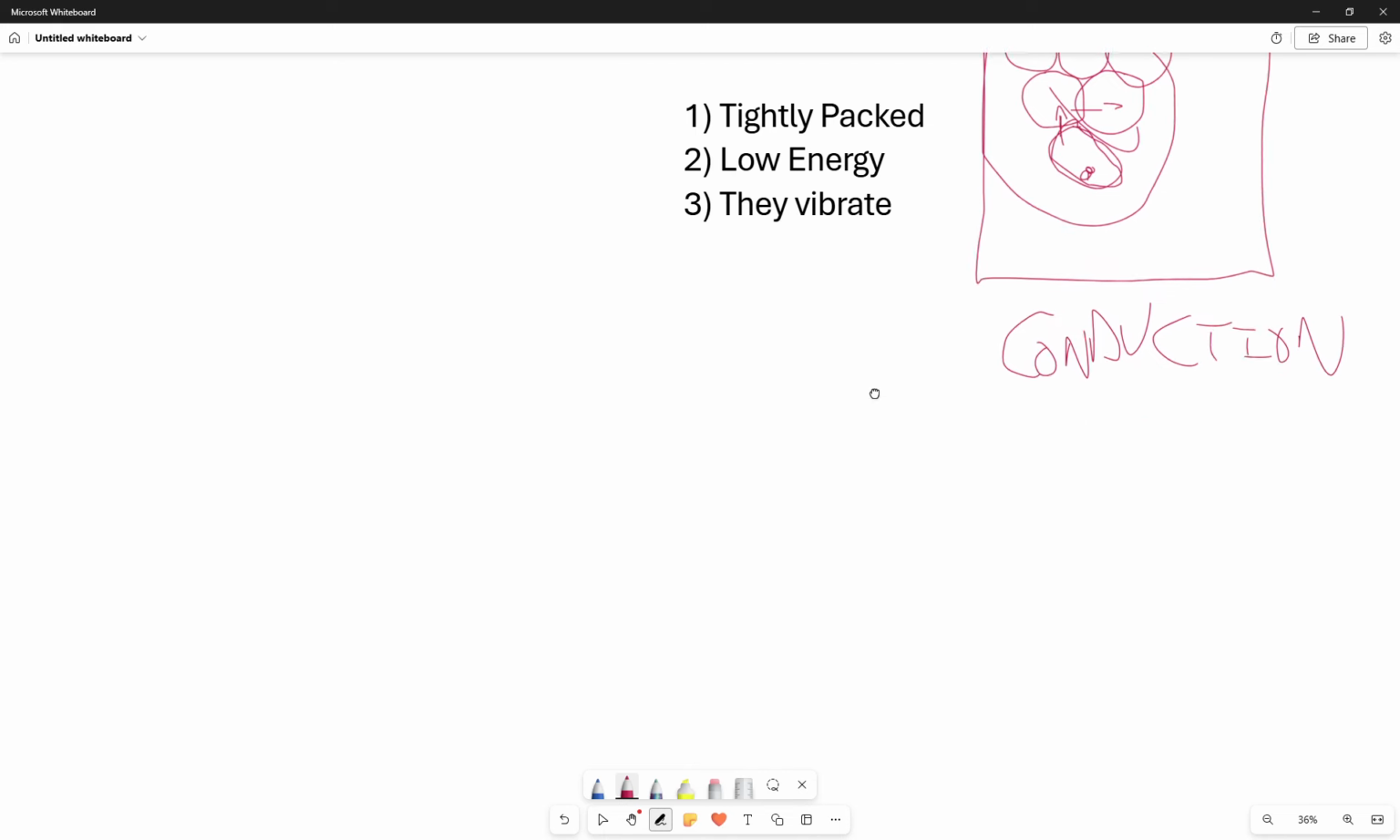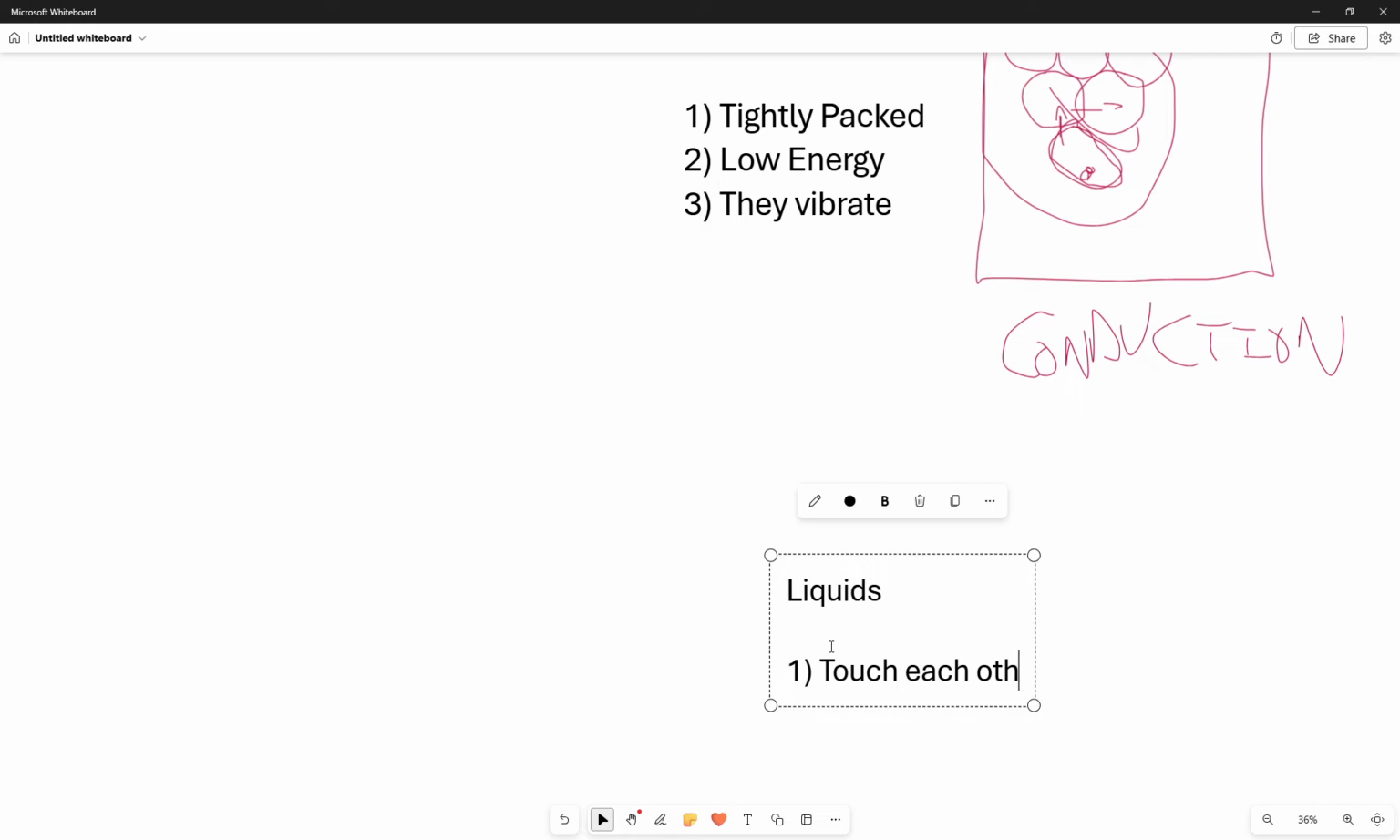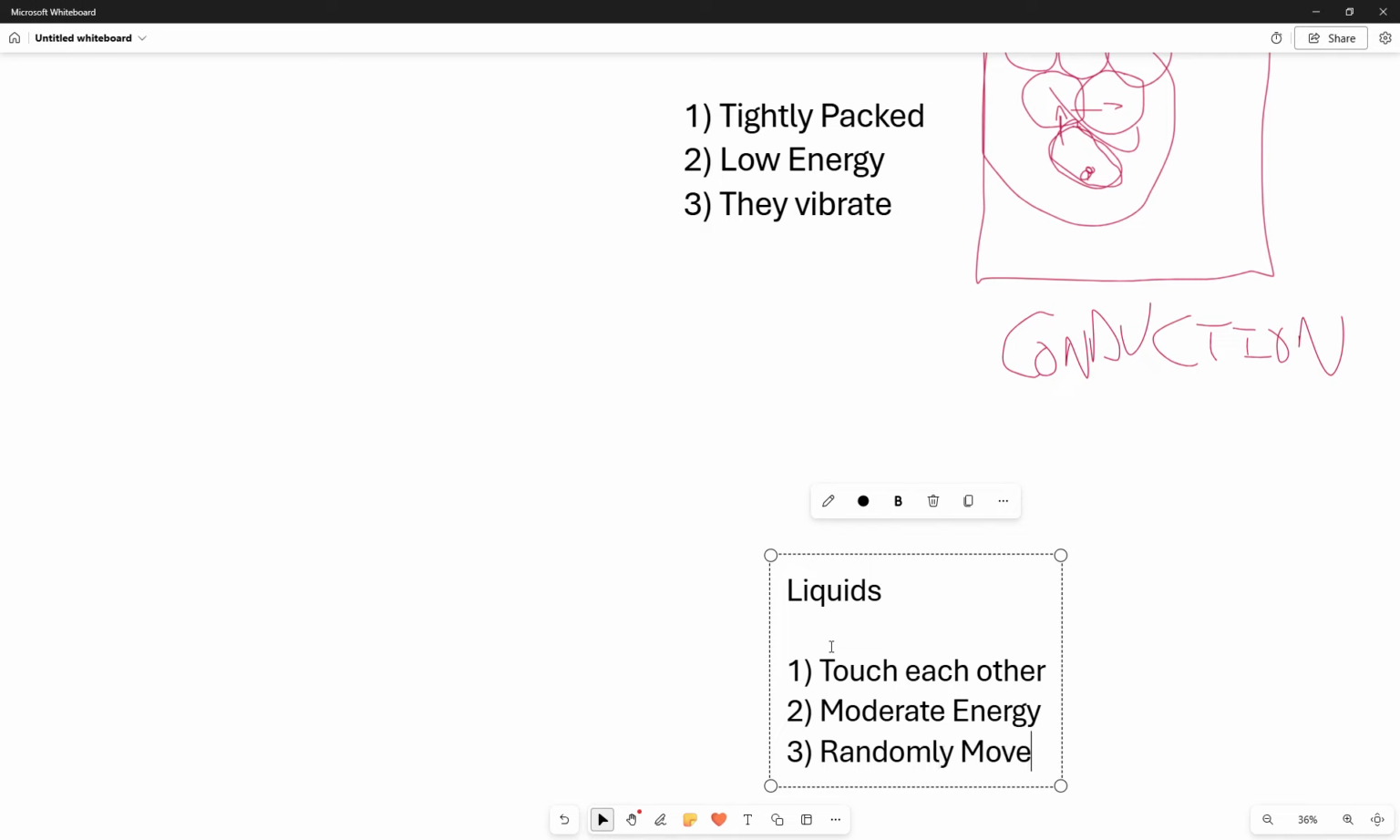Okay, now if I look at liquids, if solids are very closely packed, liquids are closely packed, but not as much as solids, and the particles touch each other. They have moderate energy, and if heat is applied, they randomly move. So the movement is random.